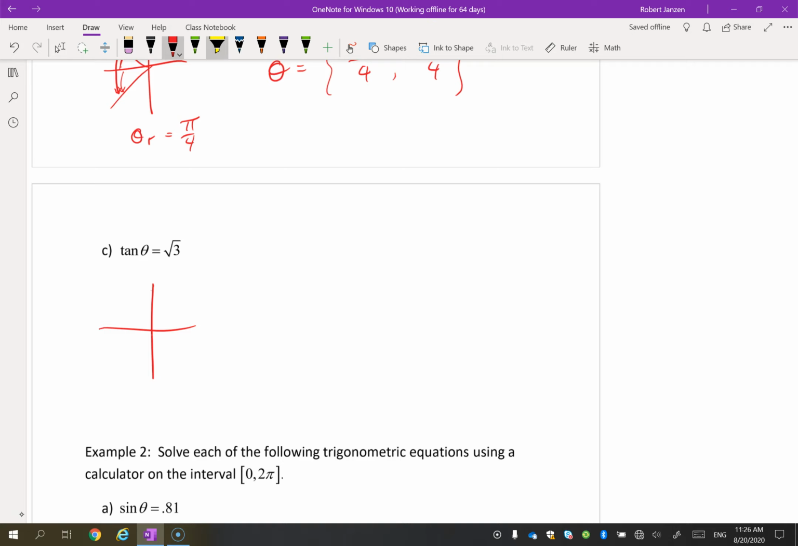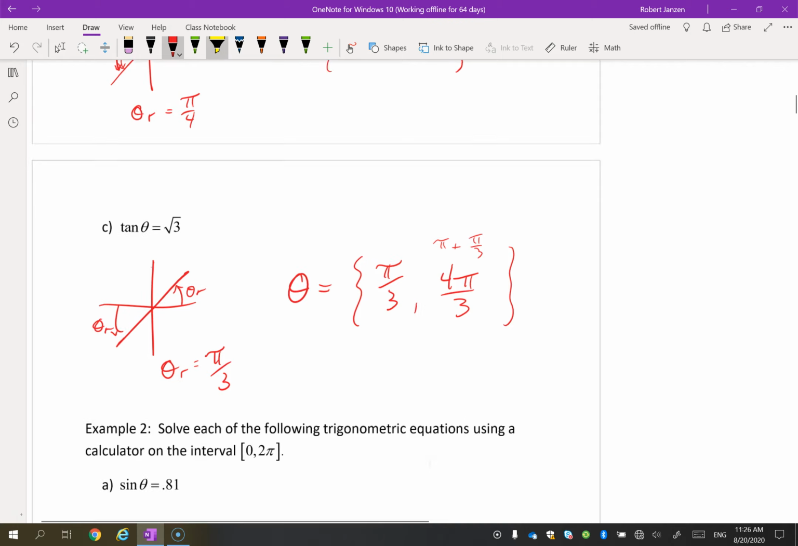Okay, where is tan positive? Tan is positive here and here. This is the reference angle. This is the reference angle. Where is tan root 3? That happens at pi by 3. 60 degrees if you're thinking that way. Okay? And so what is the actual angle? In quadrant 1, it will be pi by 3. In quadrant 3, it would be pi plus pi by 3, so you would have 4 pi by 3.